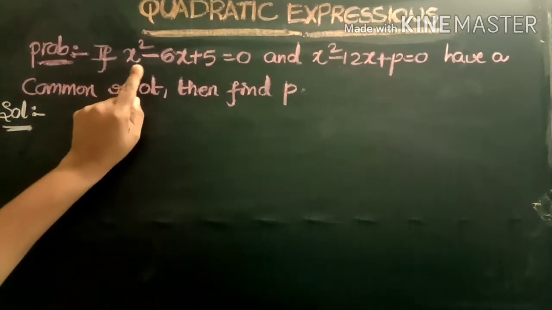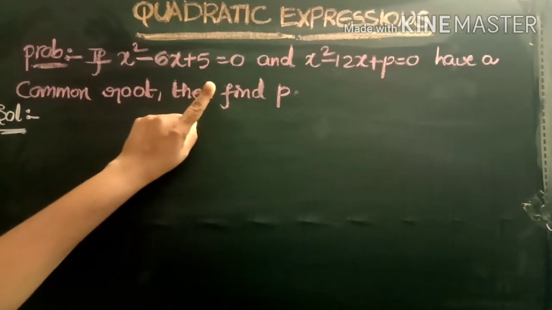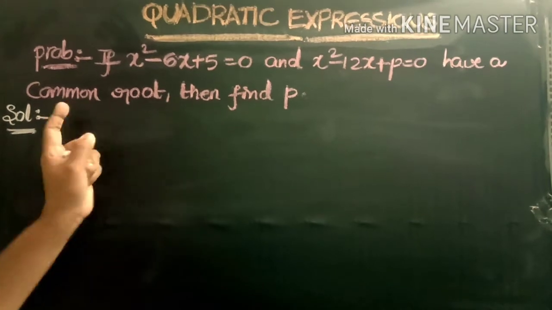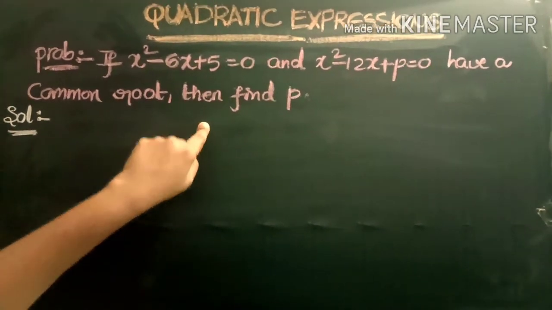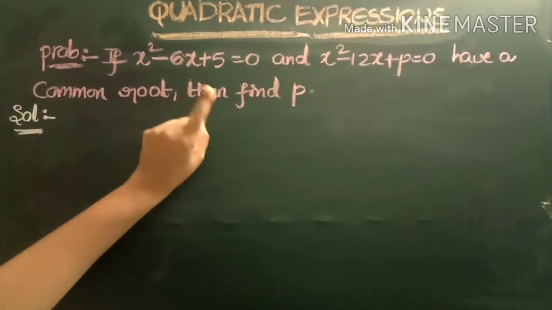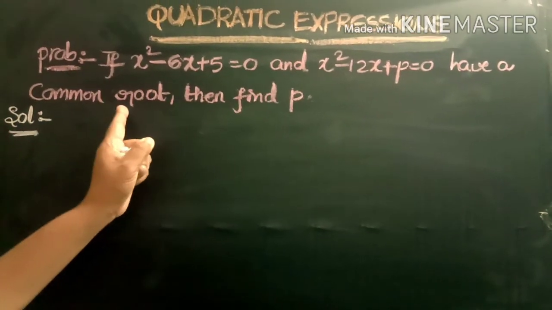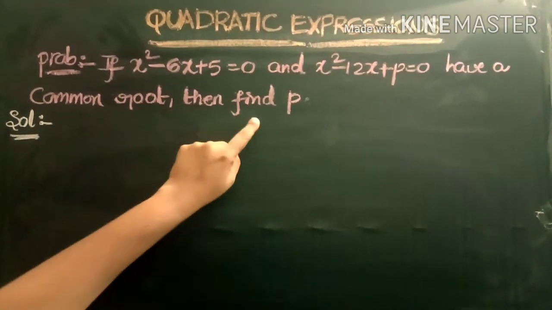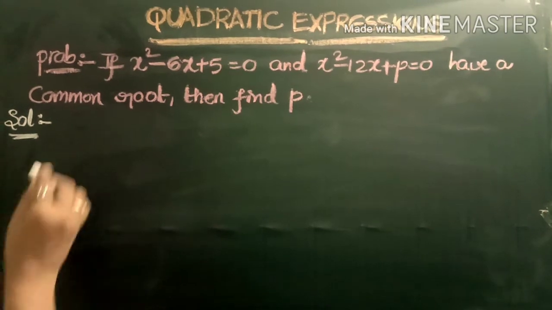Next problem, if x square minus 6x plus 5 is equal to 0 and x square minus 12x plus p is equal to 0 have a common root, then find the value of p. So given that here two equations are there, given equations have a common root, that is a given condition. Now we have to find the value of p. So first we take the given equations.